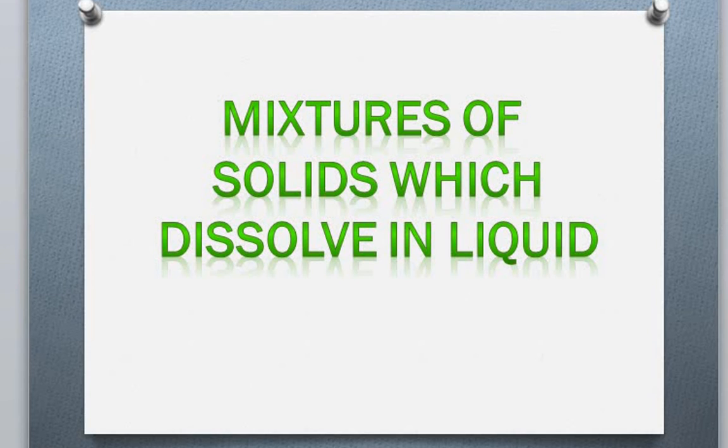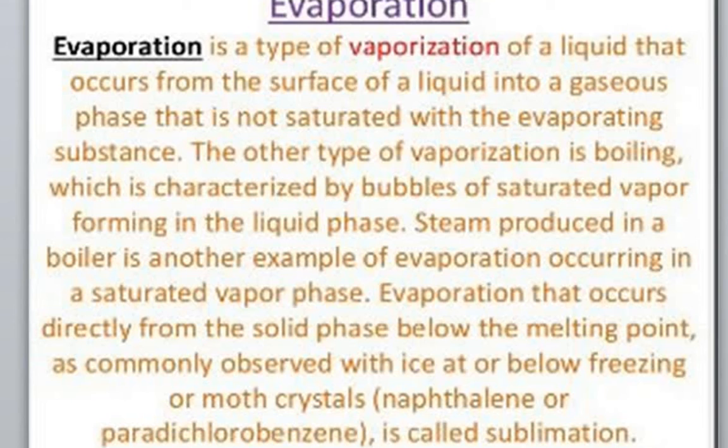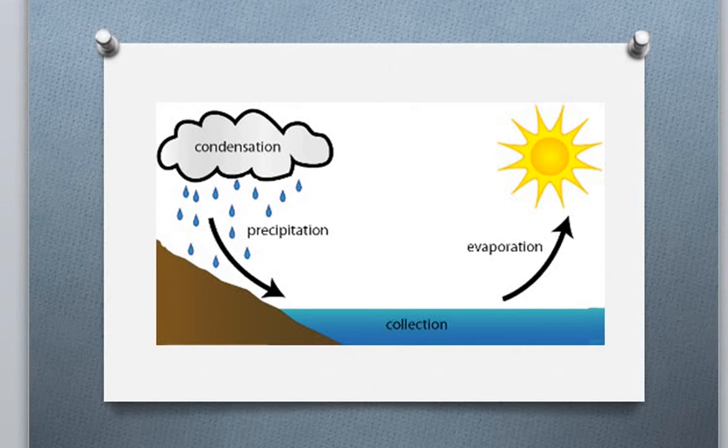Next, mixtures of solids which dissolve in liquid. We apply two methods here, evaporation and crystallization. The first method is evaporation. Evaporation is a type of vaporization of a liquid that occurs from the surface of a liquid into the gaseous phase. It is commonly used to obtain common salt from sea water. Sea water is collected in shallow beds, and the heat of sunlight helps in evaporating the water, leaving behind particles of salt.